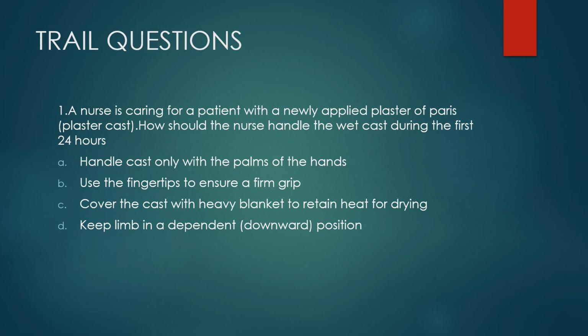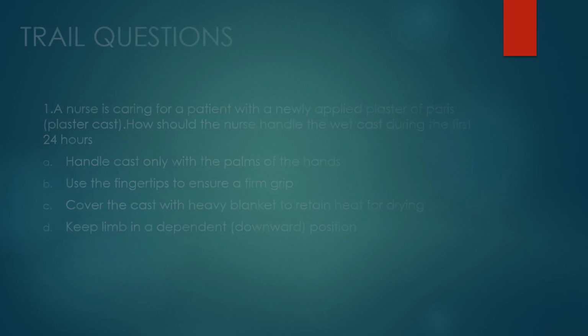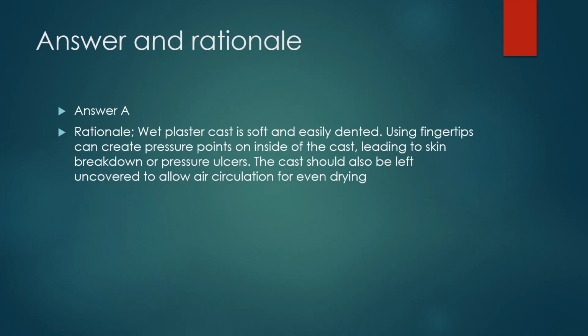We don't do that. It's going to create indentations over there, and that's not what we want. Cover the cast with heavy blanket to retain heat for drying. We said you are not supposed to cover; you are supposed to allow circulating air to aid in drying the cast. Keep limb in a dependent downward position. We encourage the limb to be elevated to decrease edema. So the answer is A, with the rationale below.